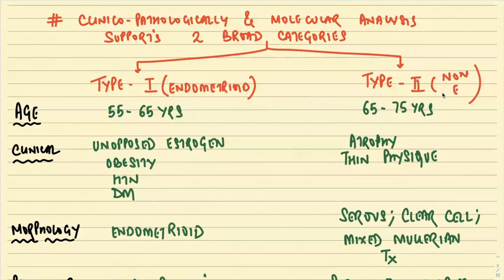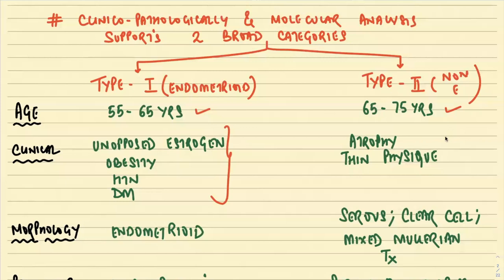So there are some points of difference between type 1 and type 2 endometrial carcinoma. What are those points of difference? Type 1 endometrial carcinoma involves a younger age group, the difference between type 1 and type 2 being 10 years. So type 1 is at 55 to 65 years, whereas type 2 endometrial carcinomas are 10 years older at 65 to 75 years. The basic clinical setting in which type 1 endometrial carcinoma develops is endometrial hyperplasia, where there is unopposed estrogen stimulation, obesity, hypertension, diabetes mellitus. So it is occurring in a setting of systemic disorders.